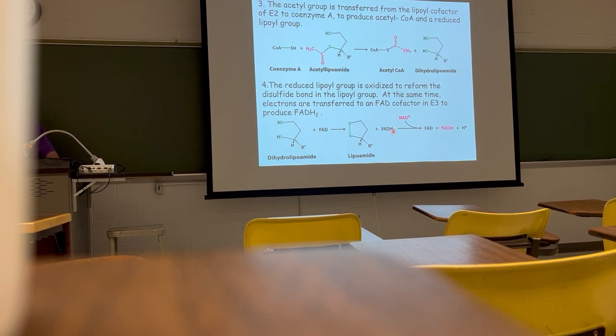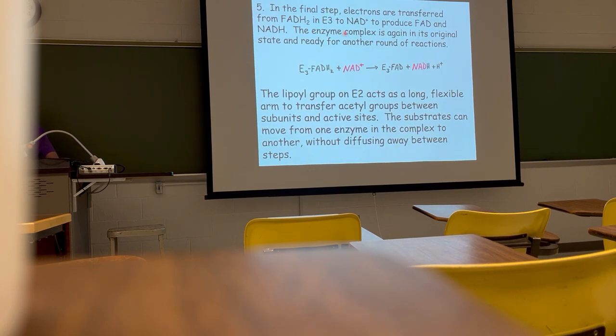The next step is to transfer the electrons from FADH2 to NAD to make an NADH. So FADH2 is oxidized to FAD, NAD is reduced to NADH. The electrons are transferred from FADH2 to NAD. So that's the last step in the reaction pathway for the pyruvate dehydrogenase complex. We regenerate the FAD in enzyme 3.